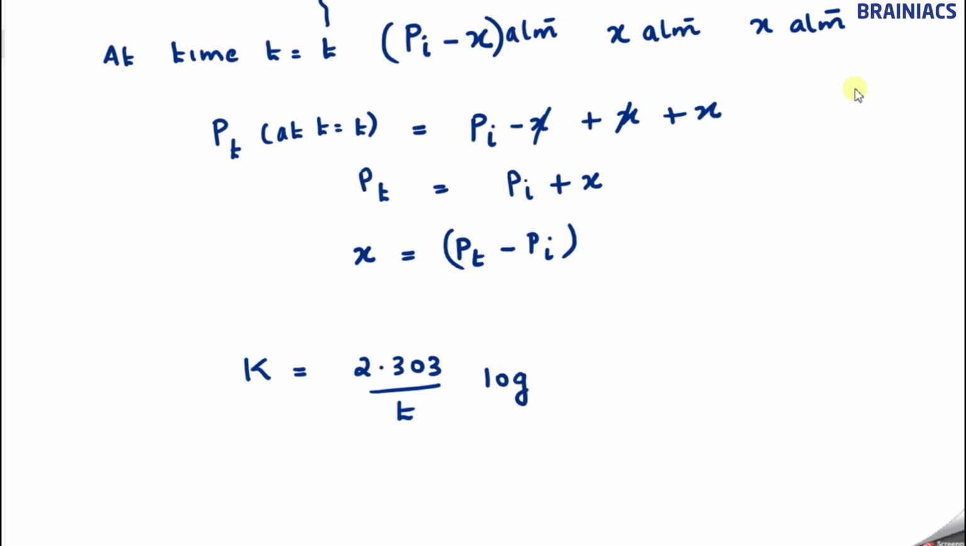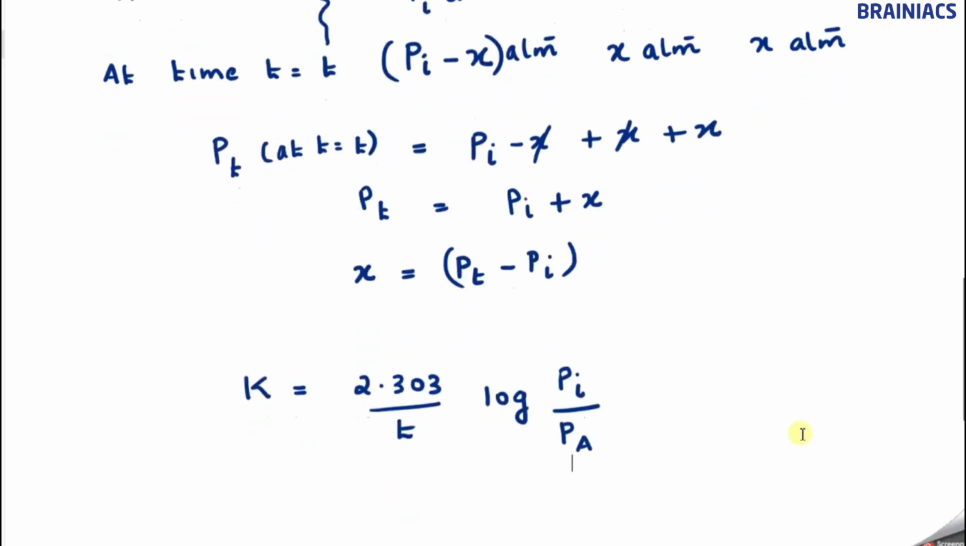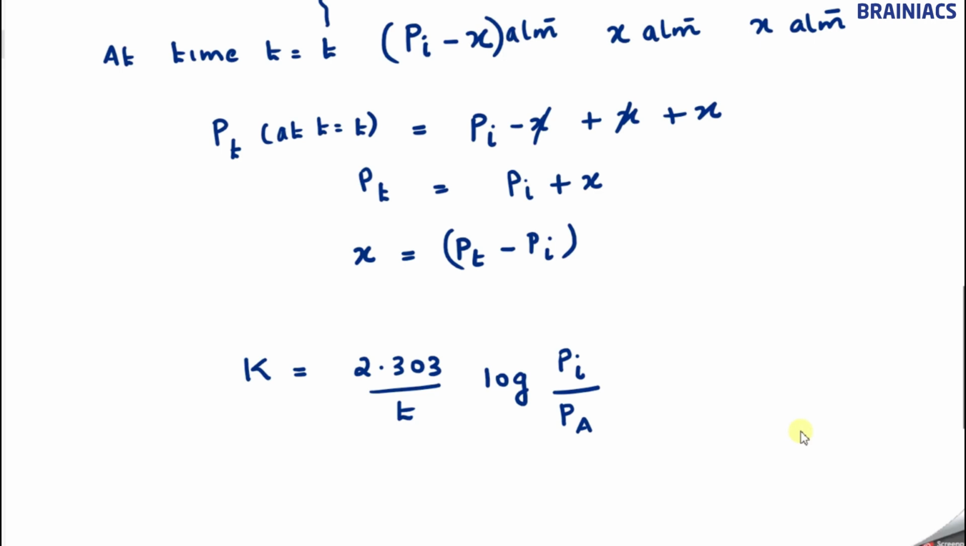Log of the initial concentration, which here is mapped to pressure, so the initial pressure divided by the final pressure of the reactant. We write all the rate equations with respect to reactants only, correct? So the final pressure of the reactant is Pa, the pressure exerted by A alone. So we can substitute for Pi, the initial pressure, that is Pi itself. What is Pa? We already know that Pa is equal to Pi minus X.